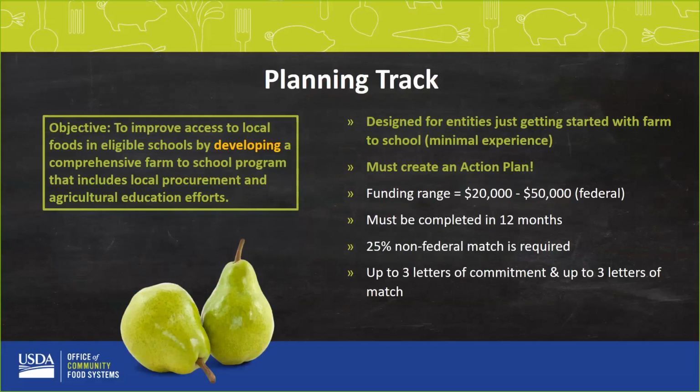The objective of the planning grant track is that applicants will set the process in motion to develop a comprehensive farm-to-school program, one that incorporates both local procurement and agricultural education. It is designed for those new to farm-to-school who by the end of the grant period will create an action plan with the goals, specific activities, timelines, and people or partners responsible for implementing a farm-to-school program. Additionally, letters of commitment are required for key grant partners, and letters of match are required to describe the funds or support that comprise the non-federal match.